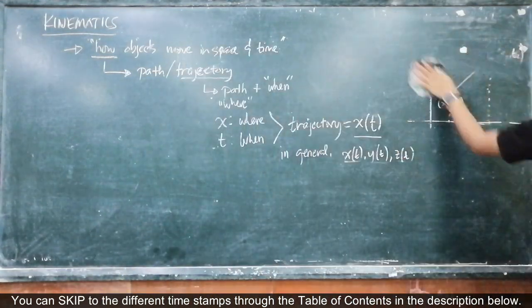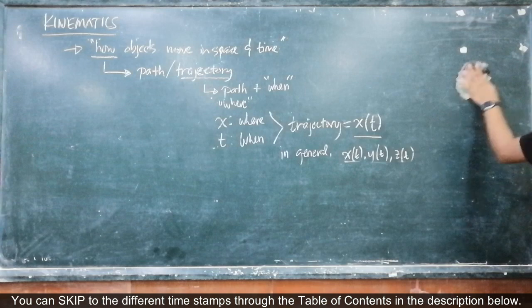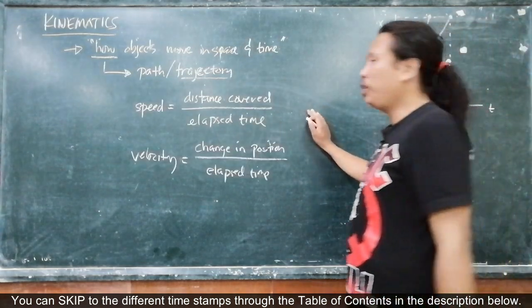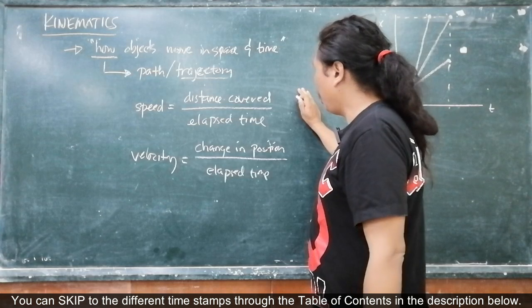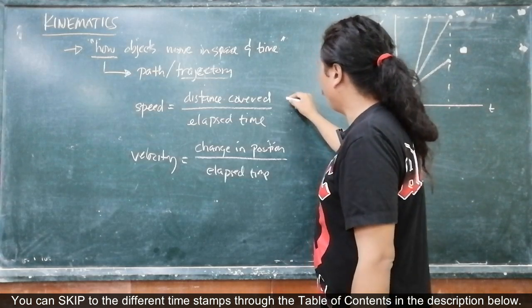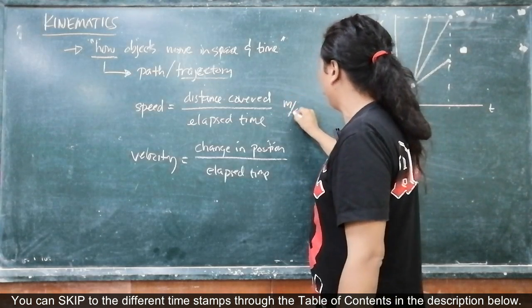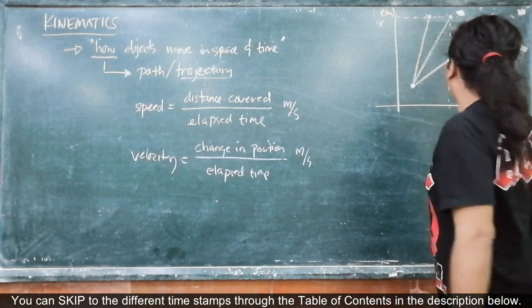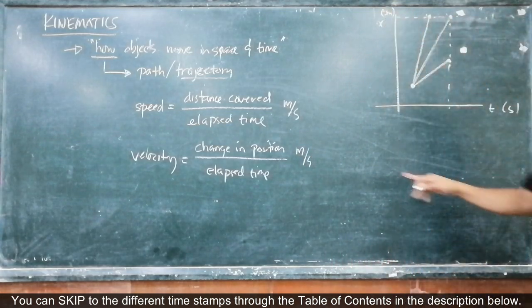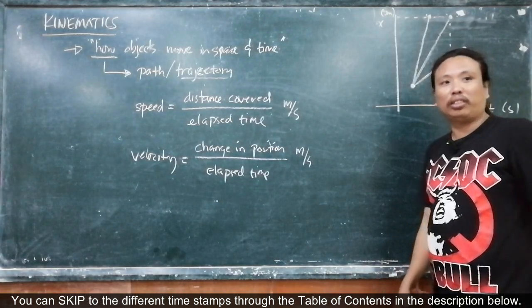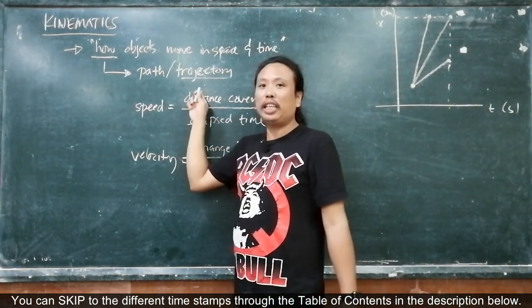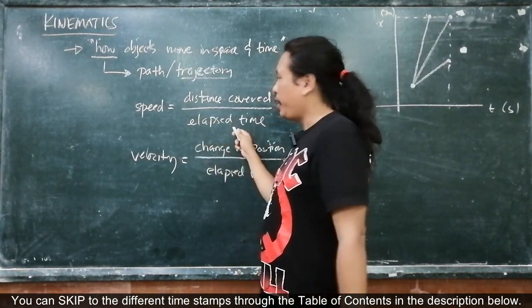Okay. Now, okay, let's go back to this. Okay, we have two definitions here. Velocity, and of course the unit of this is meters per second. This will also be meters per second. If this is in meters here and this is in seconds, then this would both be meters per second. Velocity and speed, this is the difference. The speed is the distance covered divided by the elapsed time.